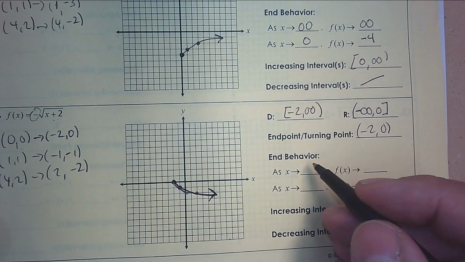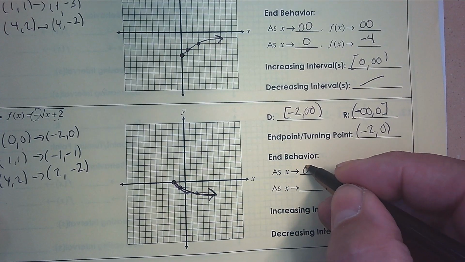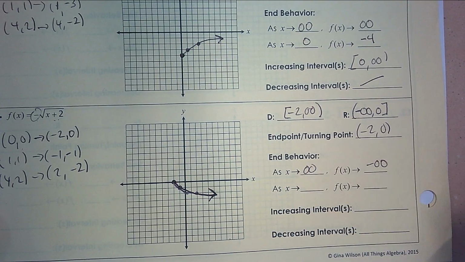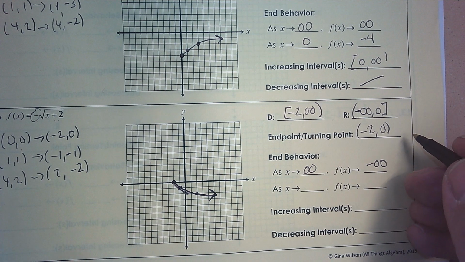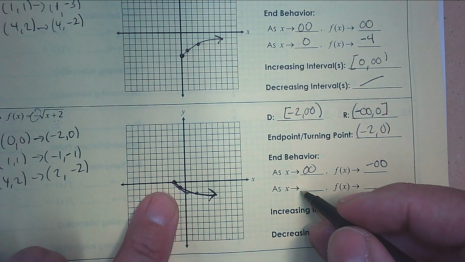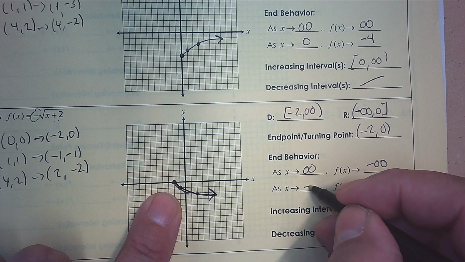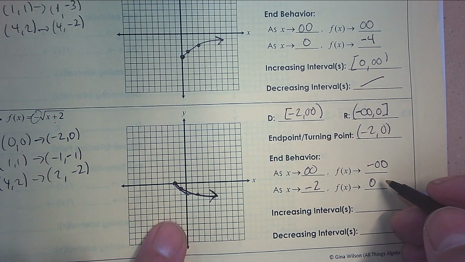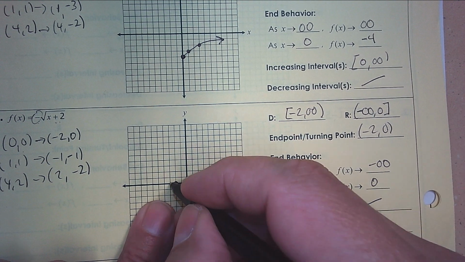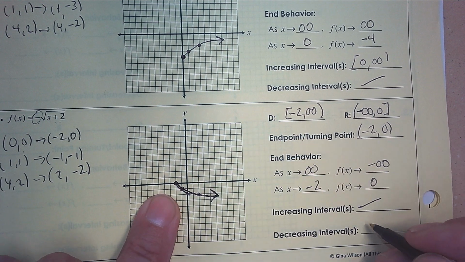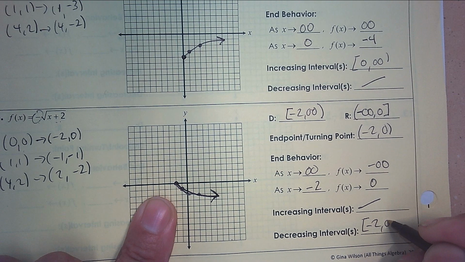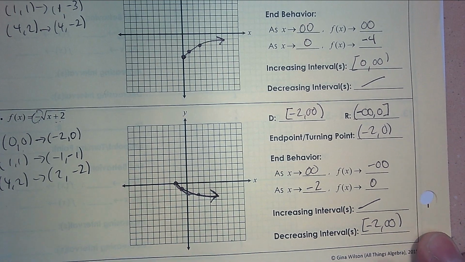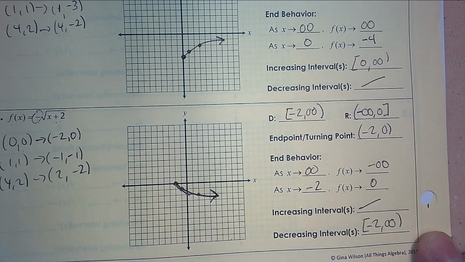The end behavior, so as x approaches infinity, the function's going to -infinity. And the other way, the x value of our starting point, so as x approaches -2, the function is approaching 0. This is not increasing, but the whole function is decreasing, starting at -2, going to infinity. So it's falling throughout. Turn the page.